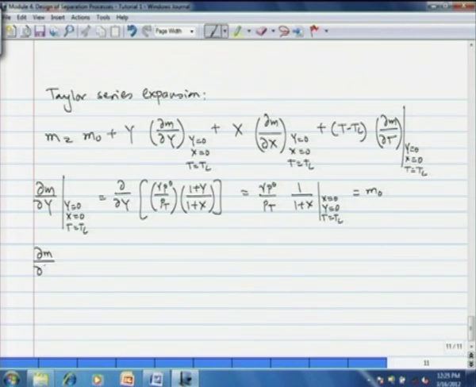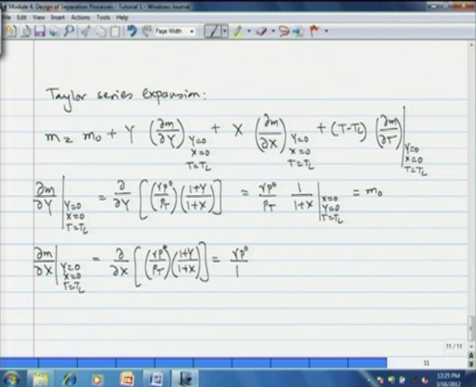Then similarly the second derivative, ∂m/∂x at y = 0, x = 0, t = TL. Then here we substitute for m, and then we get this. Now here the activity coefficient is also a function of x, so we take variation of that as well.